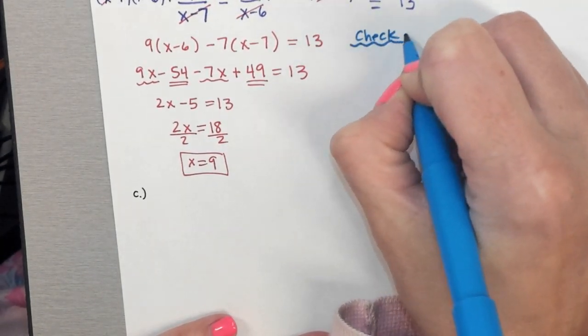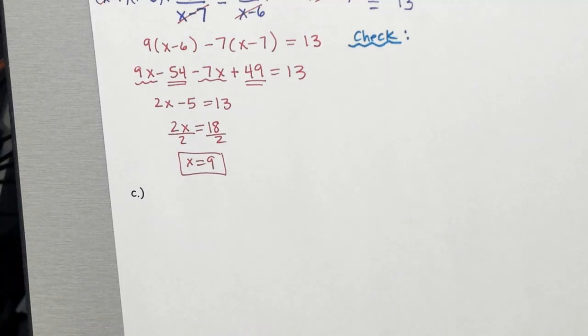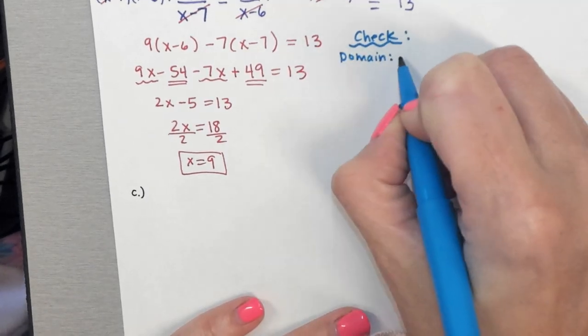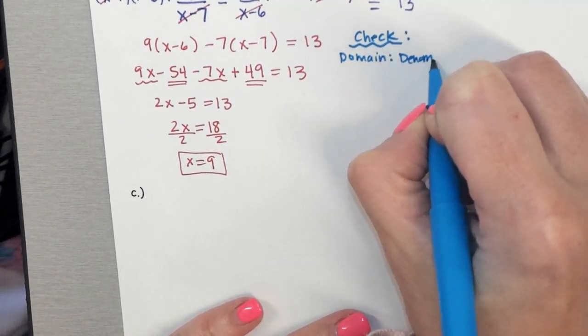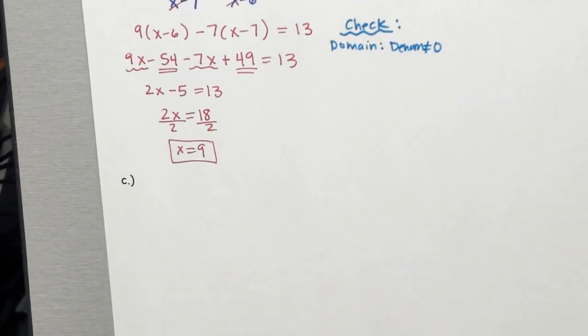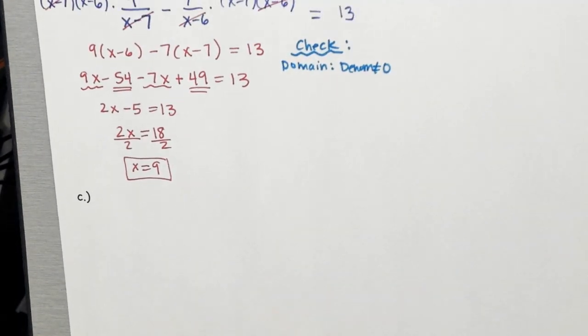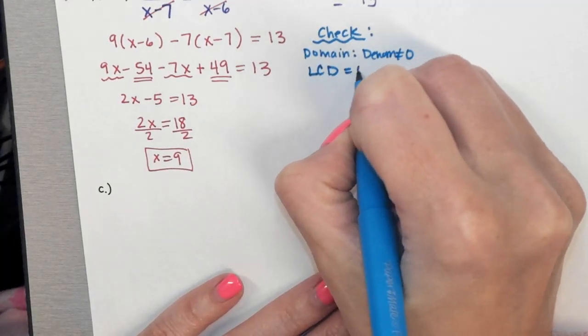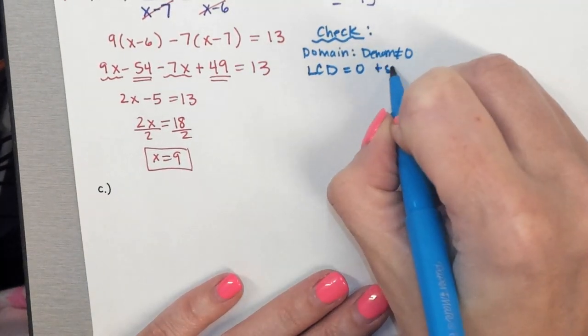So for the check, what we're going to do is we're going to find the domain. So in the domain, you can't have the denominator equal to 0. Okay? In this case, your denominator is your LCD. So you're going to set your LCD equal to 0 and you're going to solve.